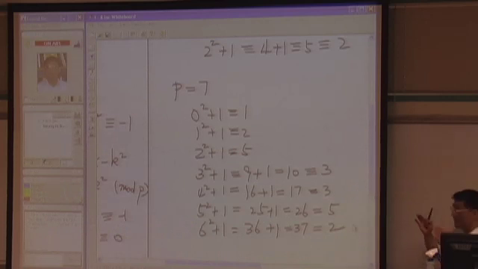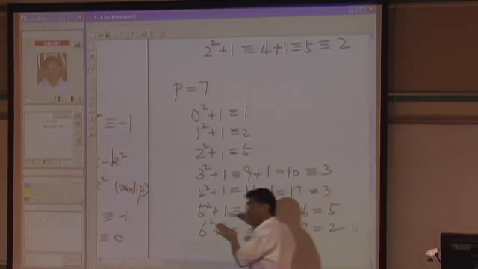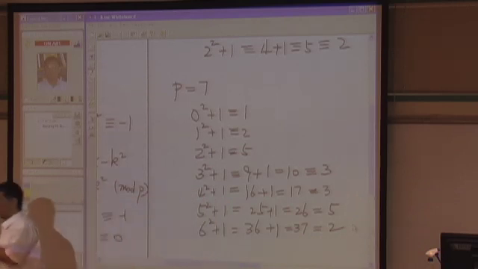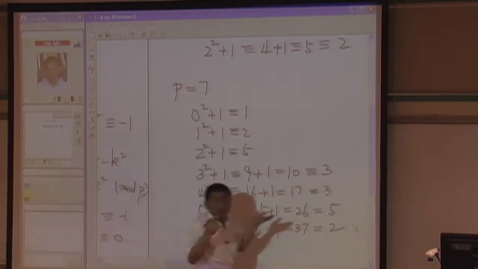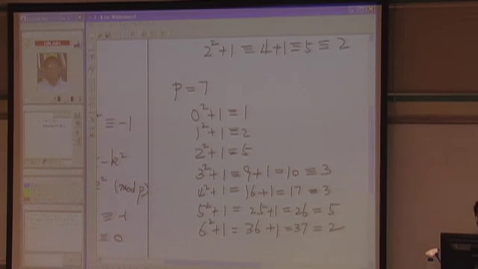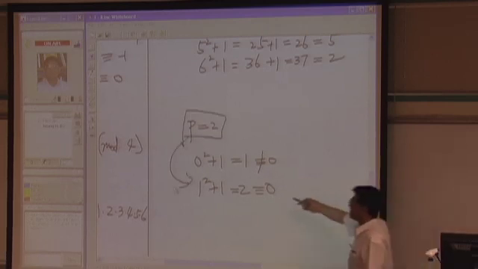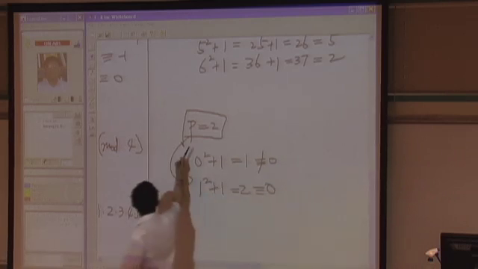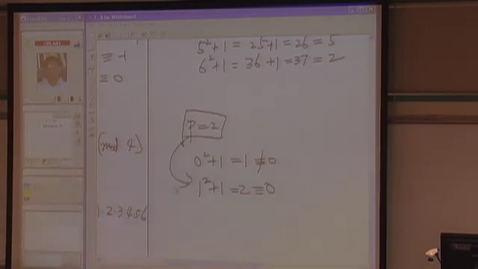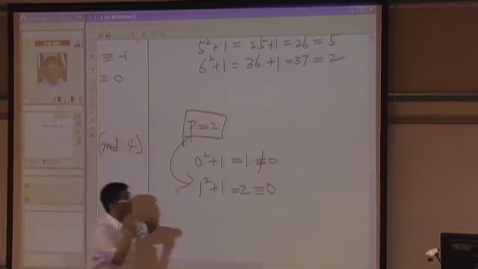So only when P is congruent to 1 mod 4 do we have a solution when it's an odd prime. The even prime is just 2. For even prime, let's check. P equal to 2 is a trivial case. 0 squared plus 1 is 1, and 1 squared plus 1 is 2, which is congruent to 0. So when it is 2, we have a solution, but it is very trivial. We don't have any value in this portion, so we eliminate the even prime and create the theorem for odd primes.